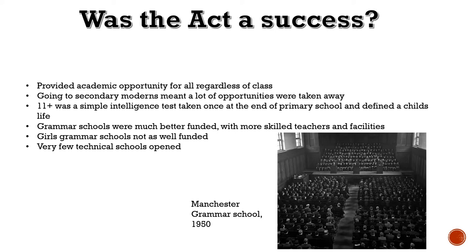And obviously not everybody performs as best as they can in tests either, so you can't measure all intelligence via tests. So it seemed like it was a little bit unfair to have an 11-year-old take this test that was going to define the rest of their lives as well. And then because of that, grammar schools were much more funded. Okay, they had lots more money with more skilled teachers, better facilities, and girls' grammar schools were not. They still went to separate schools to boys, and they weren't actually as well funded as the boys' schools were.